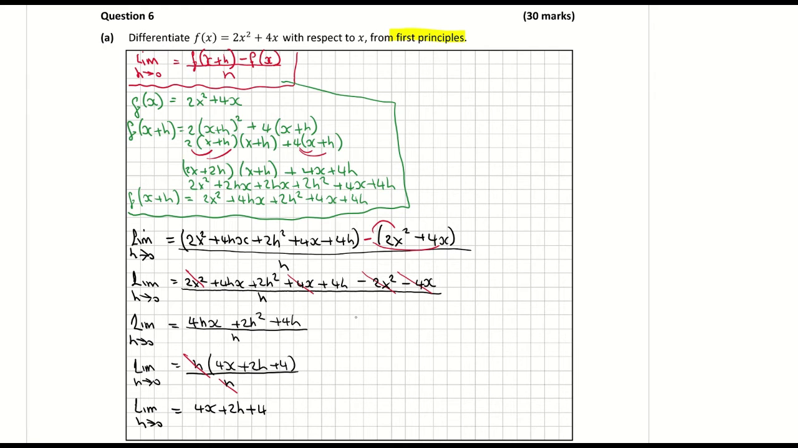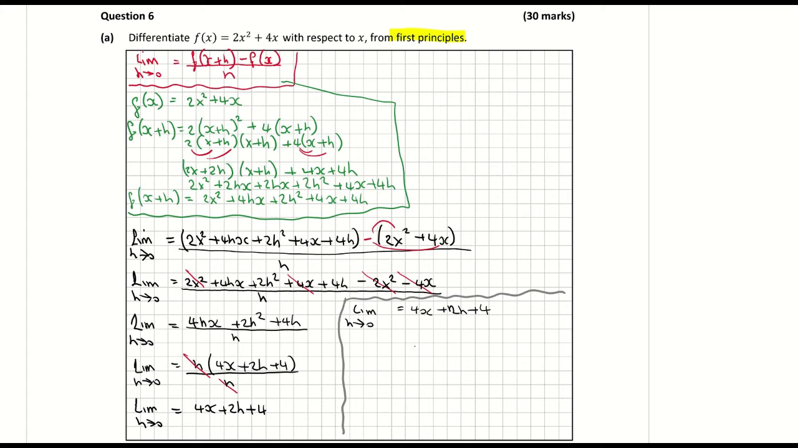Slightly running out of space here, so I'm just going to bring it up here and make a little bit of room for my last little step. So bringing that up, I have the limit as h approaches 0 is equal to 4x plus 2h plus 4. Now I'm looking at the limit as h approaches 0, so I'm basically subbing in the value for h.